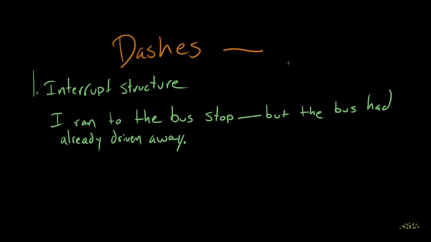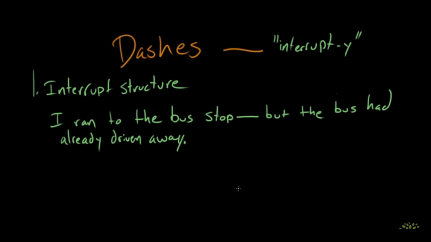Okay, but couldn't you just put a comma there? You know, you totally could. You absolutely could use a comma instead of a dash. But the dash has this feeling, and I'm going to make up a word here, it feels more interrupty. A comma helps the sentence keep flowing, and the dash kind of stops it for a second. Even though grammatically those two sentences are identical, I ran to the bus stop, comma, but the bus had already driven away, means the exact same thing as I ran to the bus stop, dash, but the bus had already driven away. This is kind of like an abrupt cut off.